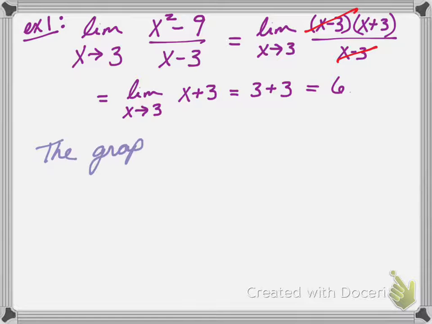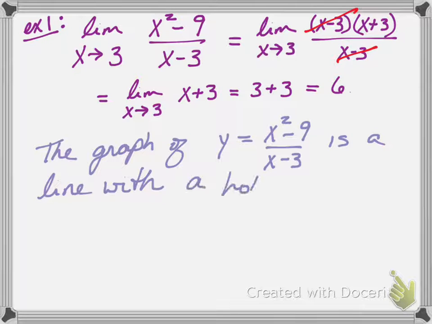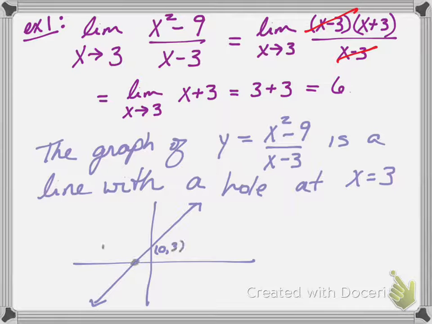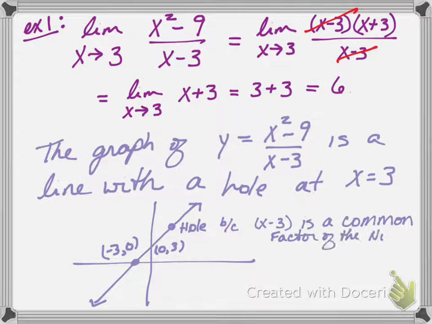If we were to go ahead and graph the expression y equals x squared minus 9 over x minus 3, we know that the domain is everything except x equals 3. And because x minus 3 is a common factor in the numerator and denominator, the graph is going to have a hole when x equals 3. The reason we get a hole is because x minus 3 is a common factor of the numerator and the denominator.